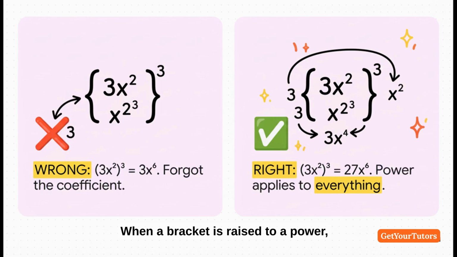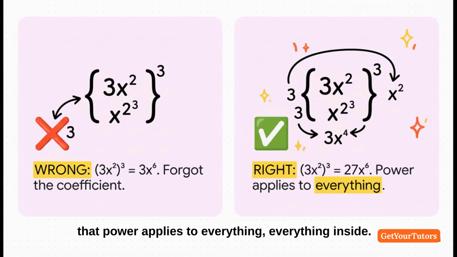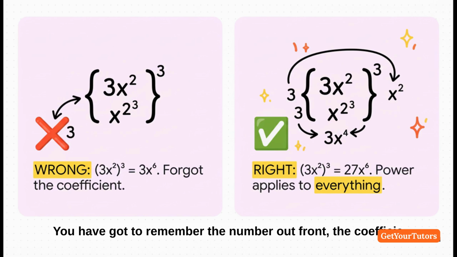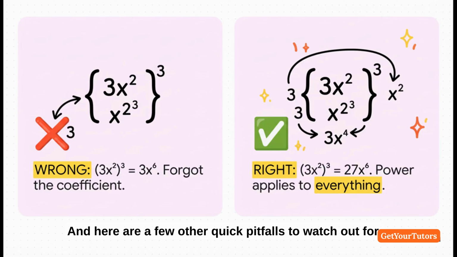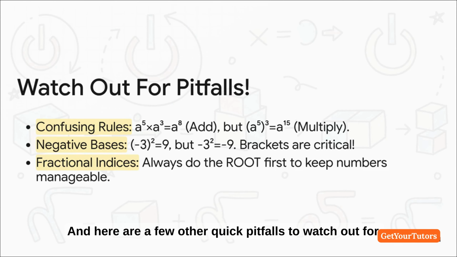When a bracket is raised to a power, that power applies to everything inside. You have got to remember the number out front, the coefficient. It's not 3x to the 6, it's 3 cubed times x squared cubed, which gives you 27x to the 6. Don't fall for it. And here are a few other quick pitfalls to watch out for.